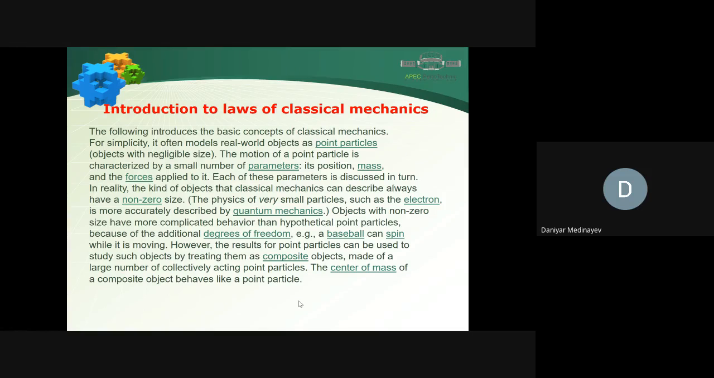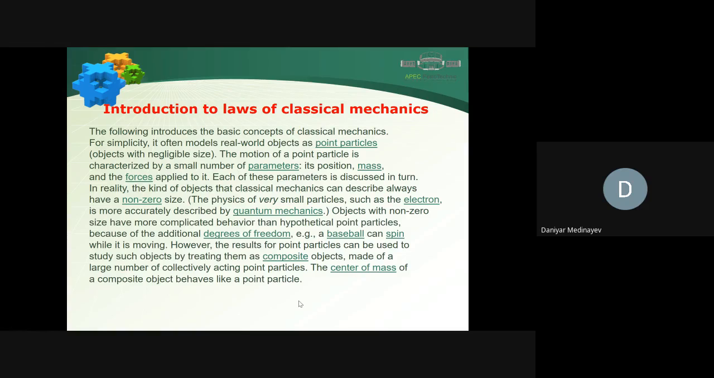First is the introduction to the laws of classical mechanics. The following introduces the basic concepts of classical mechanics. For simplicity, it often models real-world objects as point particles, objects with negligible size. The motion of a point particle is characterized by a small number of parameters: its position, mass, and the force applied to it.